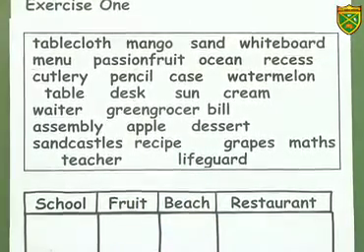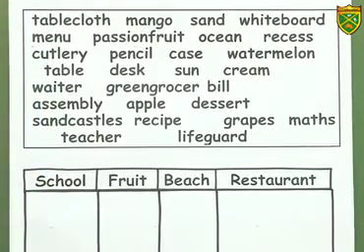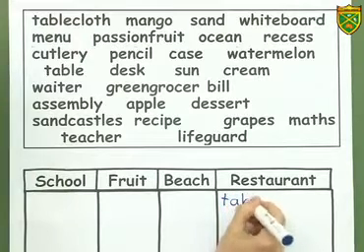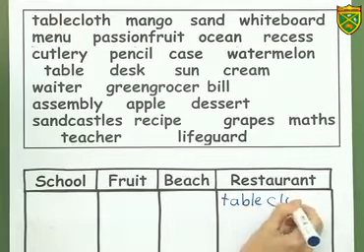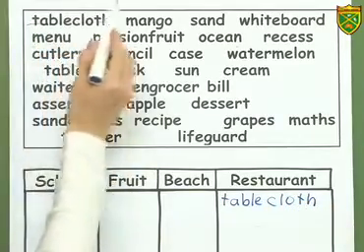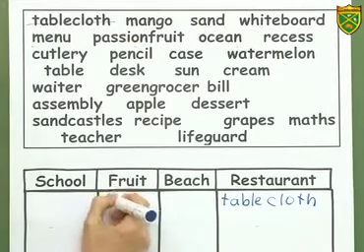Okay, things that you might find in a restaurant. Well, let's have a look. Tablecloth. Well, we would find a tablecloth in a restaurant. This would be the best place to find one. Tablecloth. There we go. Where would we find a mango? Well, we would find a mango. It's a fruit, isn't it?